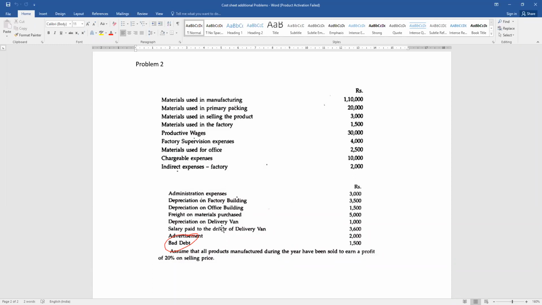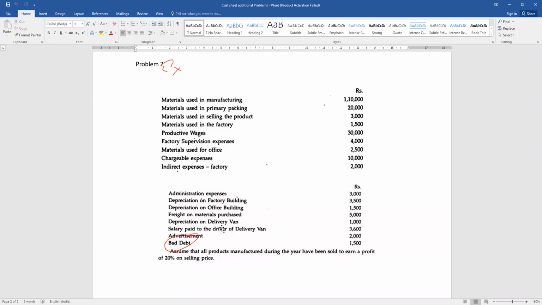मतलब bad debt is not an expenditure, it is loss. अगर यहाँ पे bad debts नहीं होता, फिर भी we can definitely manufacture the things. So in cost sheet, bad debt is such a loss which do not hamper the manufacturing process. So in a cost sheet, though we record it into the P&L account, we will not consider expenses like bad debts, donation, because they do not hamper the production.